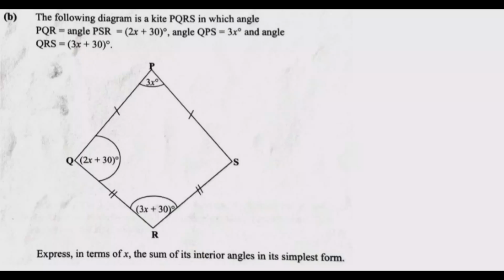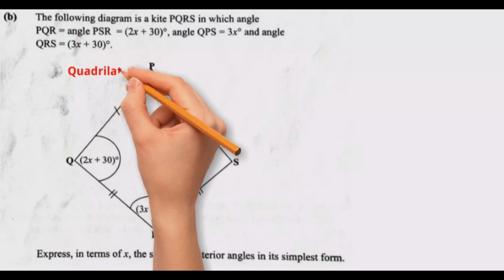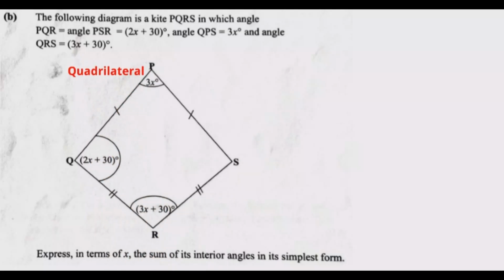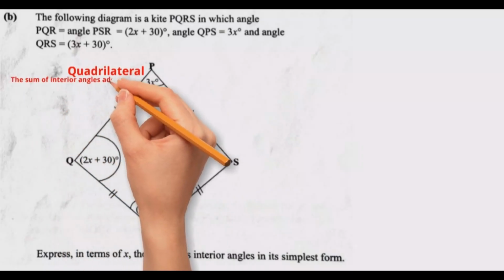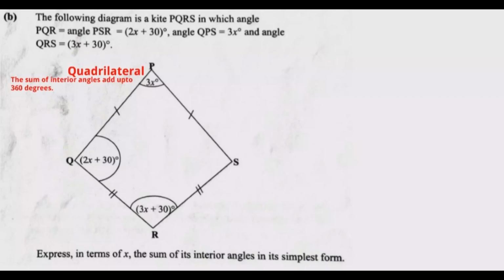Okay, so first of all, we need to understand the diagram. We need to know the name of the polygon. As you can see, this is a quadrilateral. That means the sum of interior angles is equal to 360 degrees. That's a point we should be aware of.